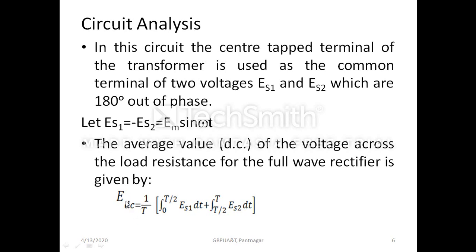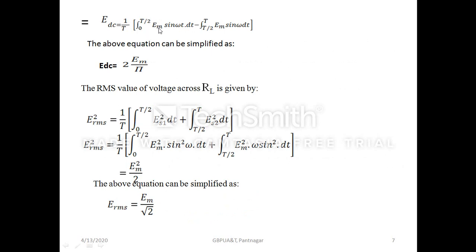So if we want to calculate the average value or the DC value of the voltage across the load resistance for the full wave rectifier, it is given by EDC, the integration of the first voltage, that is ES1, from 0 to T by 2 time instant, added to the integration of the second voltage from T by 2 to T instant, and this total voltage divided by the total time of one cycle of the voltage waveform. If we calculate this, we will obtain the value of EDC, or the average value of the voltage across the load resistance RL for a full wave rectifier.